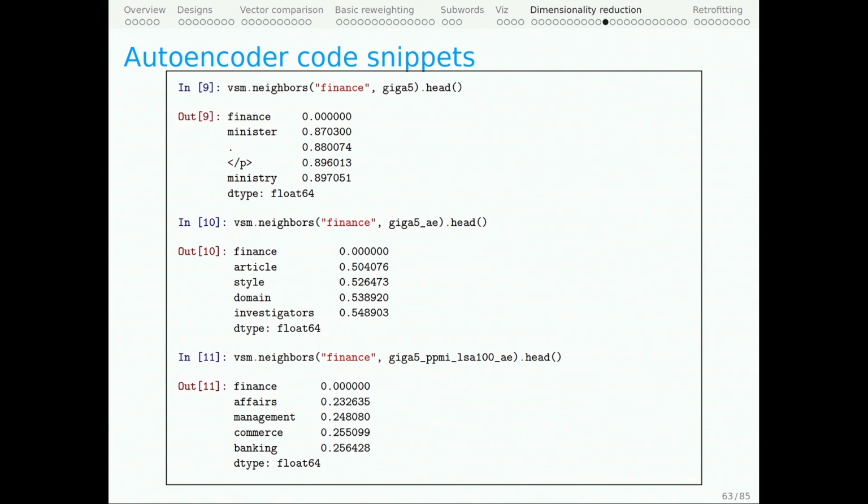Oh yeah, here's a little bit of proof of that. Finance in Giga 5, raw counts, that does not look good. The autoencoder looks much better, right? So that's the raw autoencoder. And here I got a little fancy. I ran PPMI and then LSA with dimension 100 and fed that into the autoencoder. And it's at least different. I don't know how to evaluate the two. I guess that's what the homework is all about.